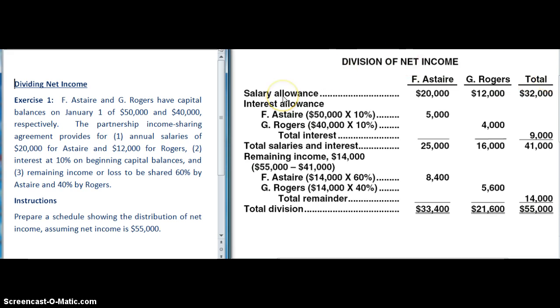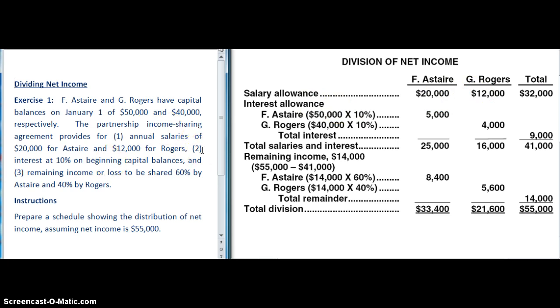We begin with recording the salary allowance given to the partners. In the question it says $20,000 for Astaire, so we put 20,000 under Astaire, and $12,000 for Rogers, so it's 12,000 for Rogers, and you have a total of 32,000, which is 20,000 plus $12,000.